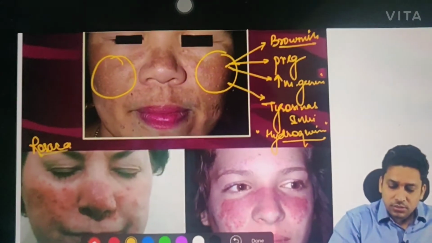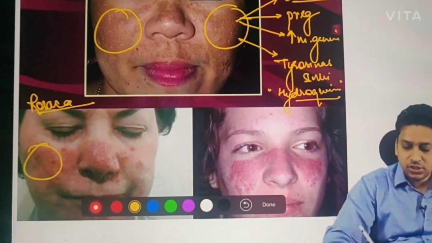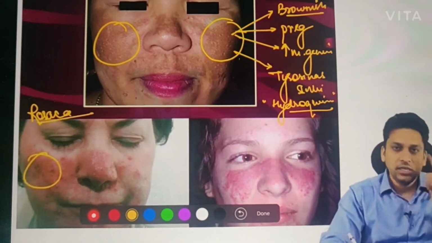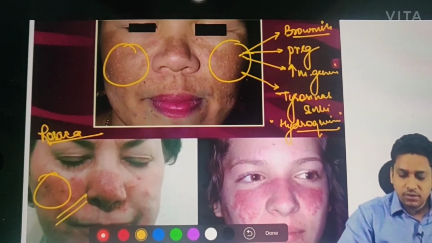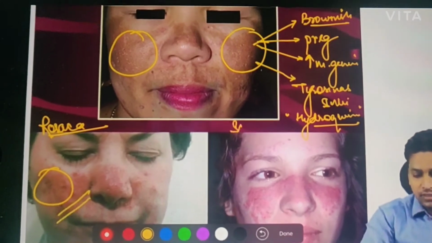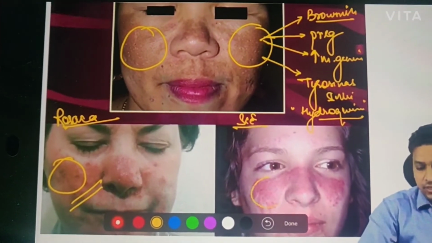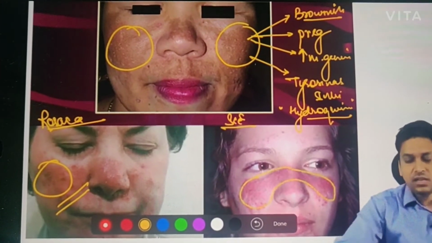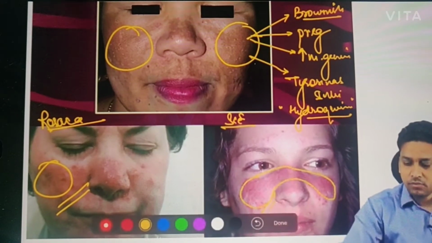This is a case of rosacea because here you can see these erythematous lesions are present over convexities like cheek, nose, chin and nasolabial fold is involved. While this is butterfly rash of SLE where you can see the lesions are present over malar eminences, nose and nasolabial fold is spared.